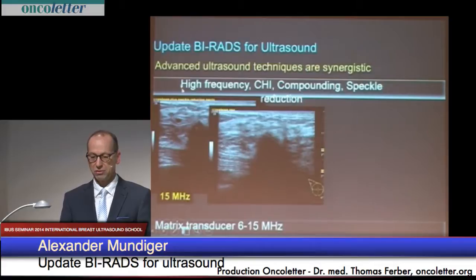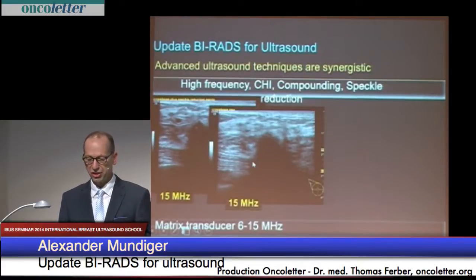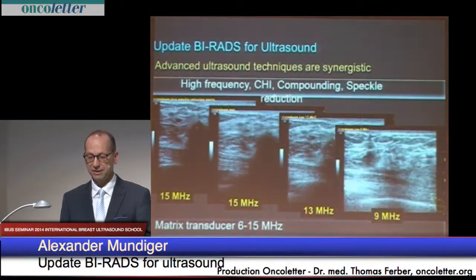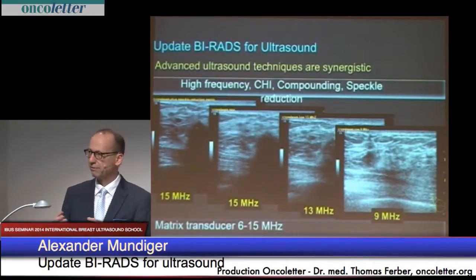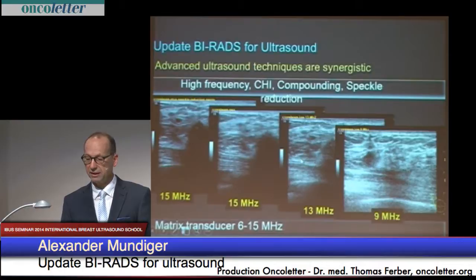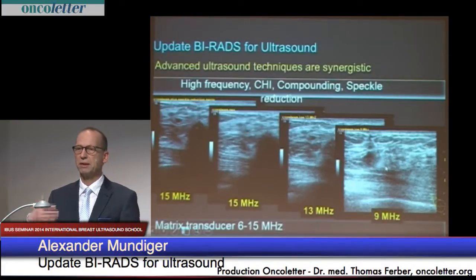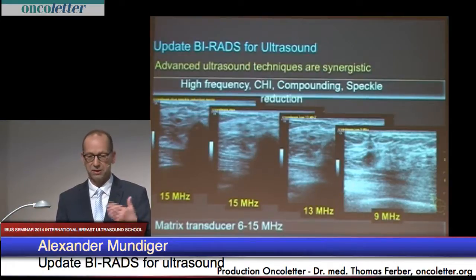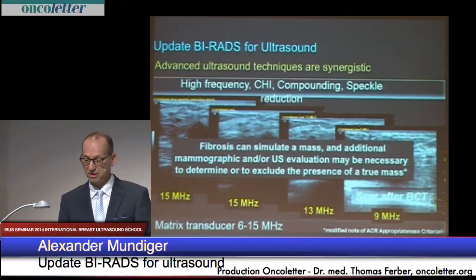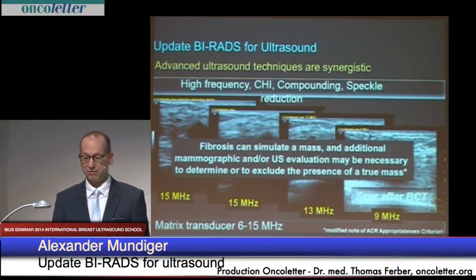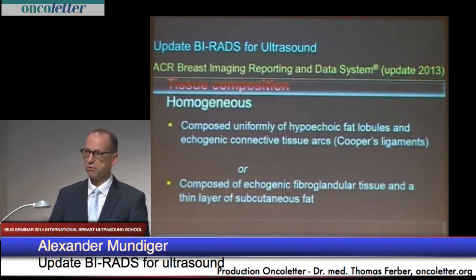This is an example that shows you how the image impression changes if you reduce the frequency. I really like the high frequency in most circumstances. However, if there's a fibrosis, you have a very dangerous impression on the high frequency, and it's very harmless with lower frequency. So you have to be more flexible, using very intelligent compounding, speckle reduction, or harmonic imaging in a combination of advanced imaging. And this is an important statement: fibrosis can simulate a mass, and you need additional mammography and additional ultrasound examination to rule out a cancer.